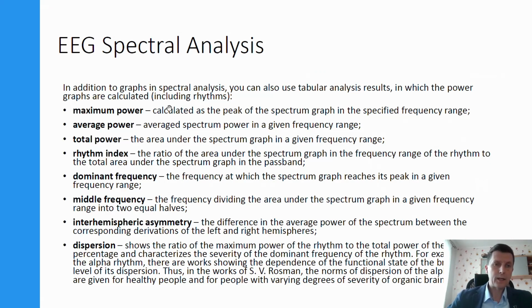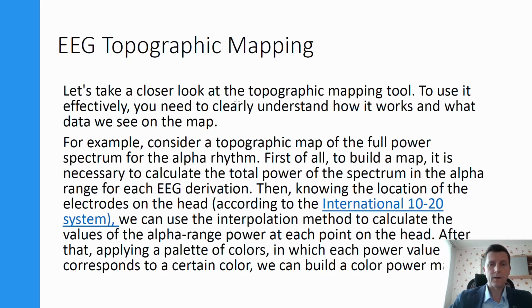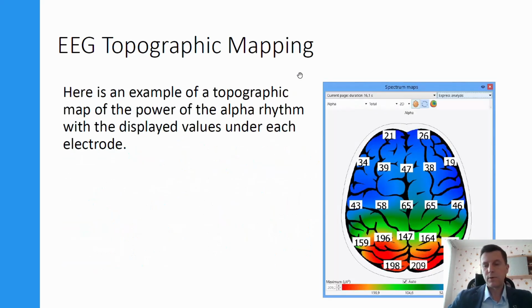Also, we can see here the list of different spectral parameters which the software can calculate for spectral analysis. A few words we should say about topographic maps. EEG is recorded from electrodes which are placed according to the international 10-20 system. We can know exactly where each signal was recorded. That is why we can build so-called topographical maps.